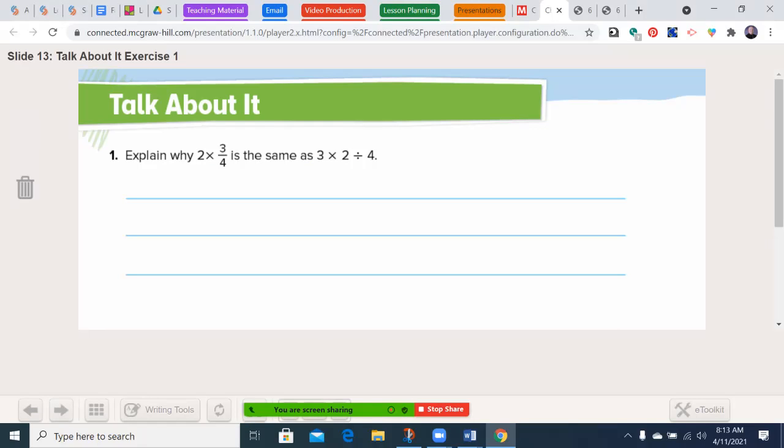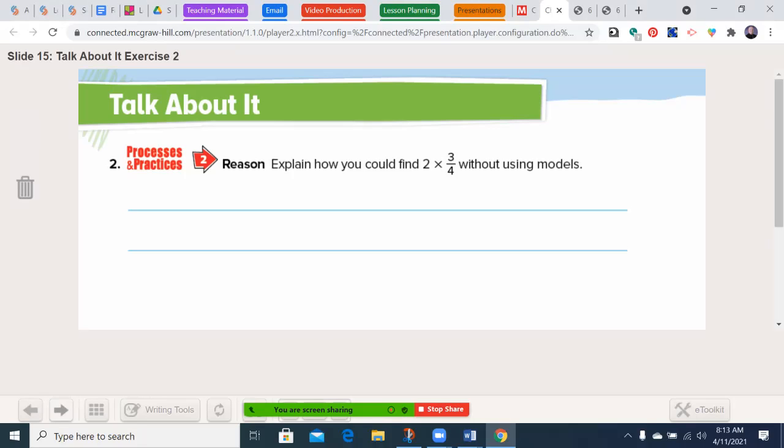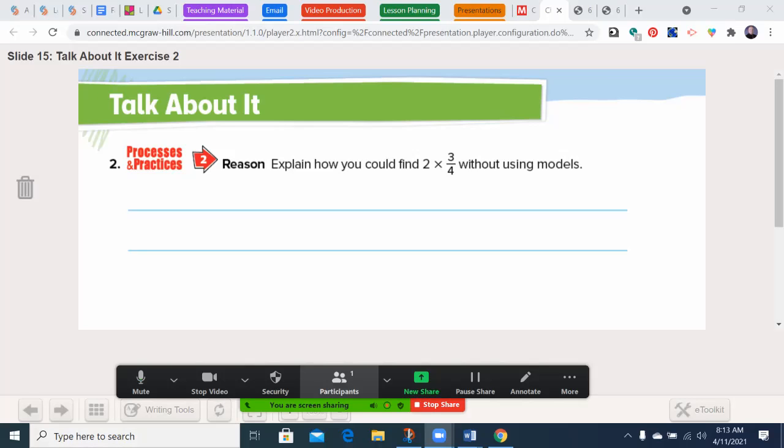Why 2 times 3/4? Well, I just kind of talked about it. It's 2 wholes times 3/4. Remember, fractions show division, divided by 4. How could I find 2 times 3/4 without using models? I could multiply the numerator. 2 times 3 is 6 over 4, because this would be over 1. 6/4 is simplified into 1 1/2.